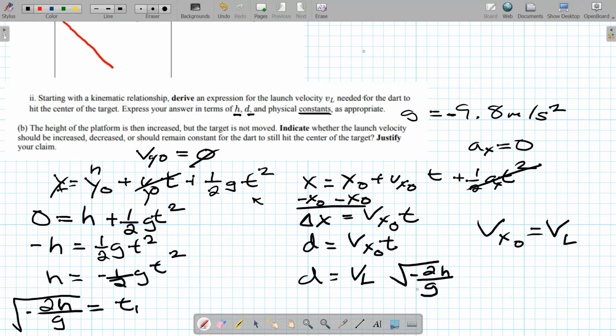Okay. Oh, not VL. I'm sorry, I got this wrong. And so I have to express my answer in terms of h, d, and the velocity needed for it to hit its target. So I have to solve for VL. That's what it wants. It wants to find the velocity.